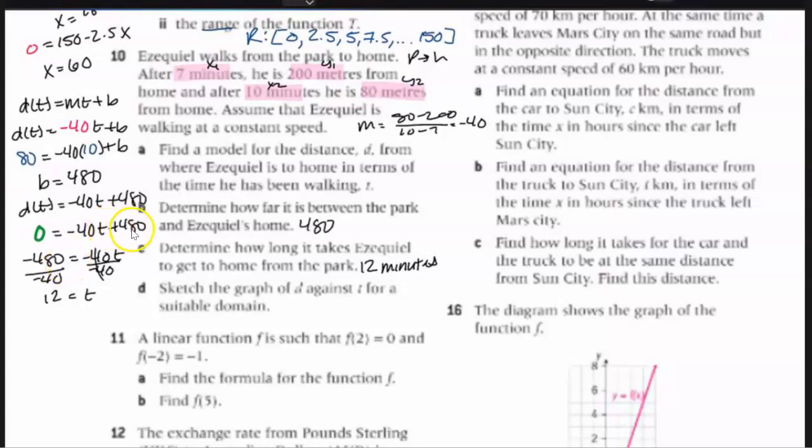Because that 480 is telling me, hey, this is the total distance. The distance is decreasing each minute, but the total distance is 480. So the distance between his home and the park is 480. To make that distance 0, it will take 12 minutes.